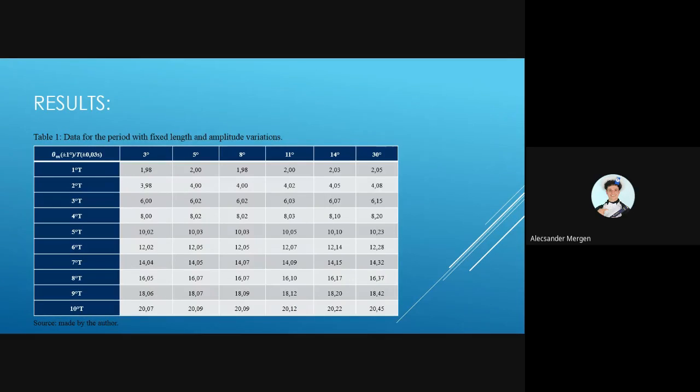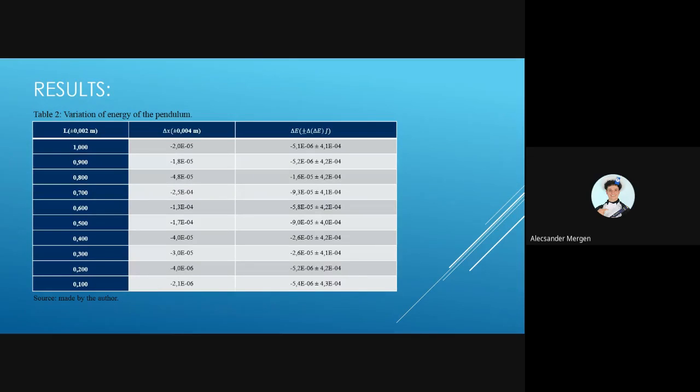Results. This table shows the first 10 periods measured, varying the amplitude and keeping a fixed length. The idea would be to have an approximate quantification of the amplitude in which the pendulum period escapes the margin of error of the experiment itself. We can see that the biggest disturbance starts to occur when the amplitude becomes greater than 8 degrees.